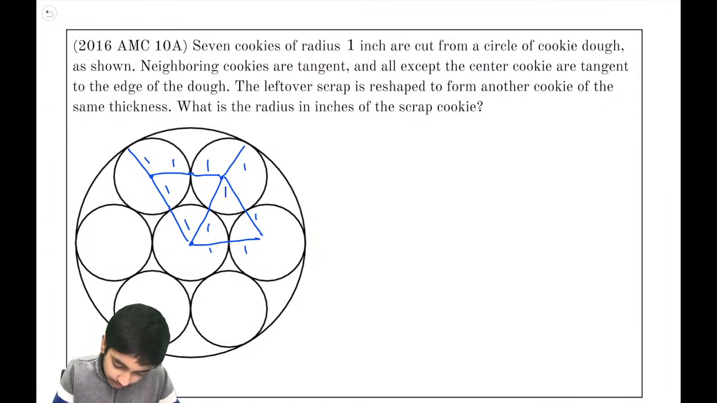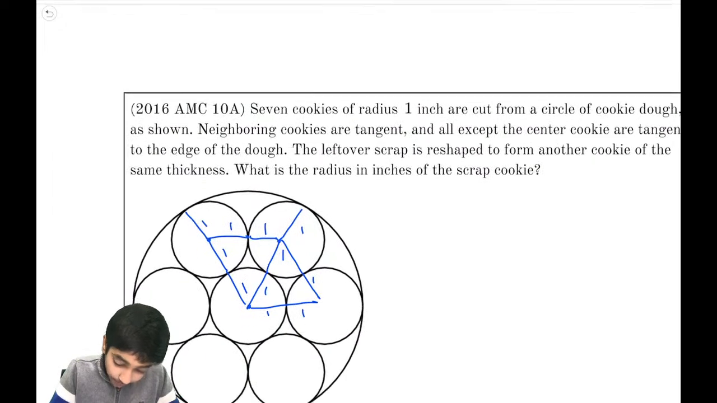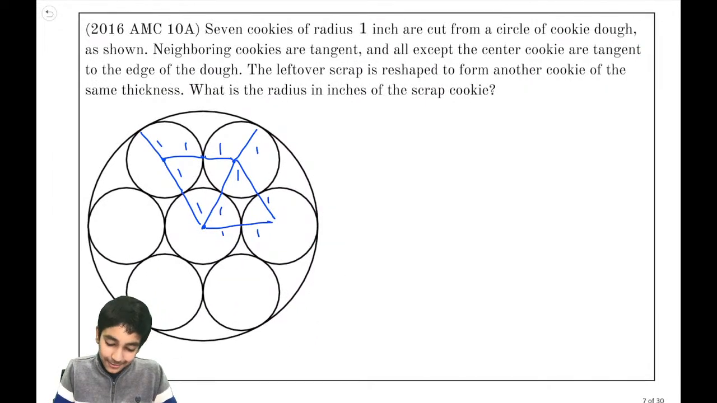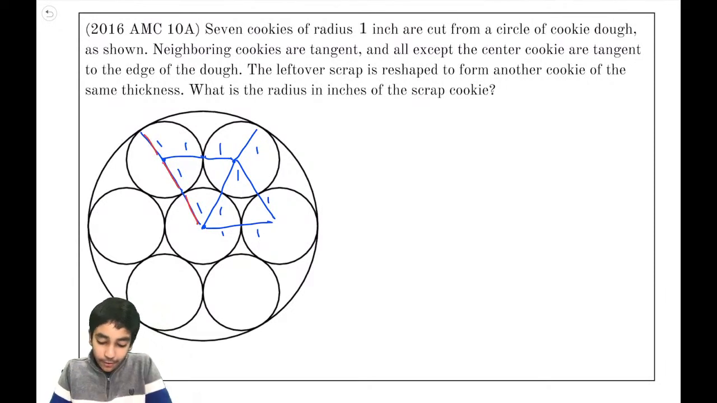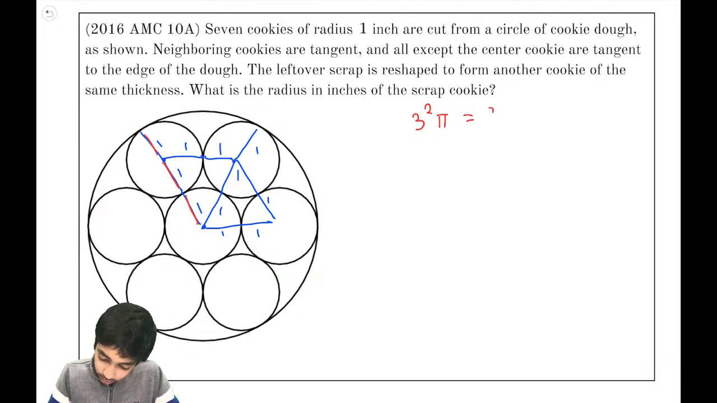So this is one. Then we can see that the radius of the big circle is going to be 1 plus 1 plus 1, which is 3. So the radius of the big circle is 3, right? The radius of the small circle is 1. So what's the area of the big circle? The area of the big circle is 3 squared times pi, so the area of the big circle is 9 pi.